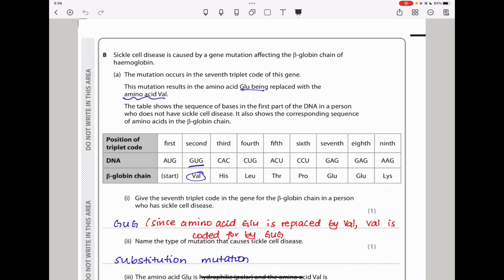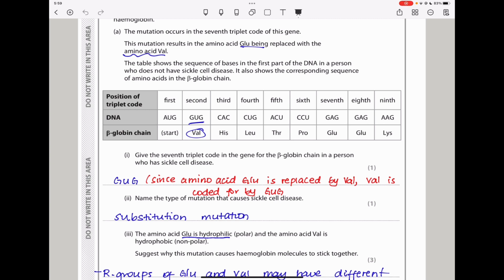Question 8. Sickle cell disease is caused by a gene mutation affecting the beta globin chain of hemoglobin. The mutation occurs in the 7th triple code of this gene. This mutation results in the amino acid GLU being replaced by the amino acid VAL. The table shows the sequence of bases in the first part of DNA in a person who does not have sickle cell disease. It also shows the corresponding sequence of amino acids in the beta globin chain. So here we can see, remember they told you in the 7th, so here they say 1st, 2nd, 3rd, 4th, and so on until the 9th.